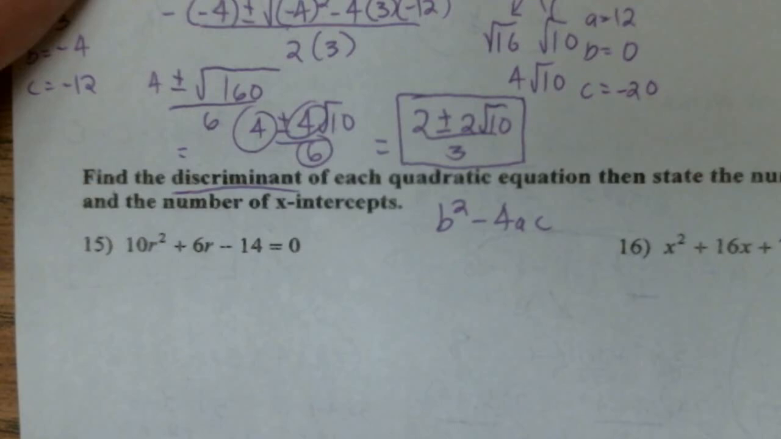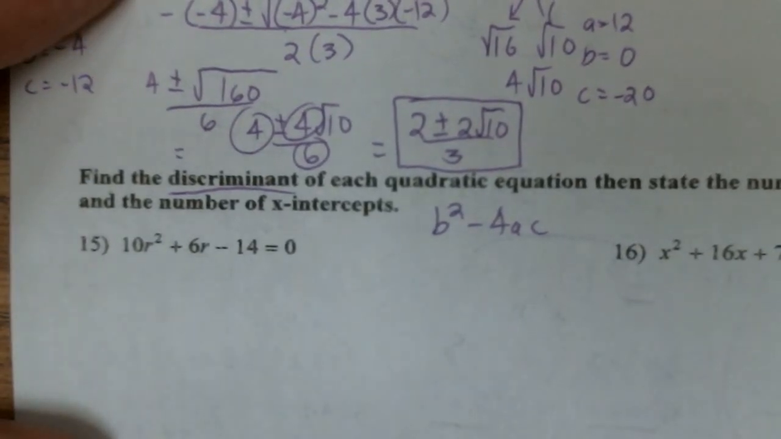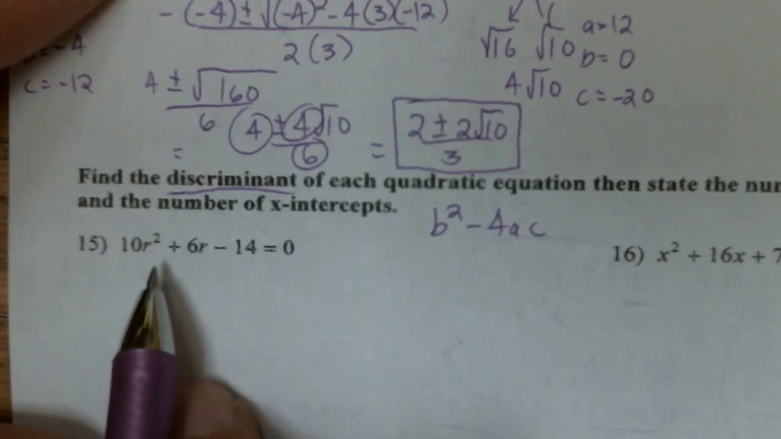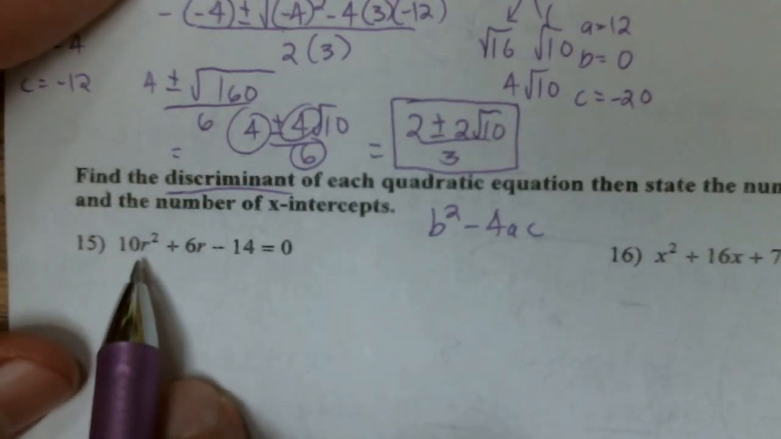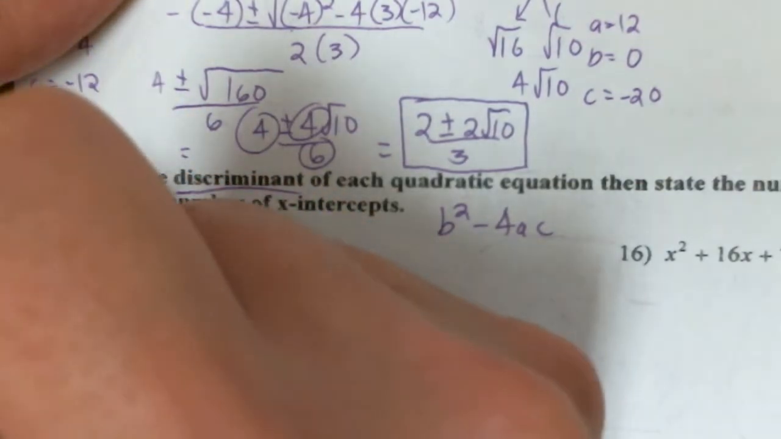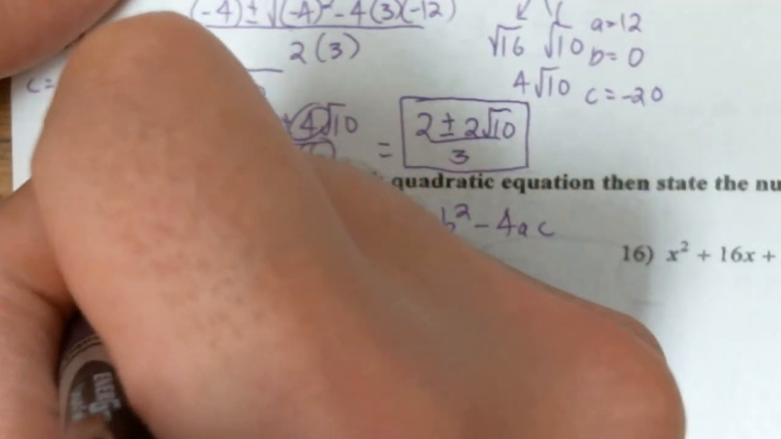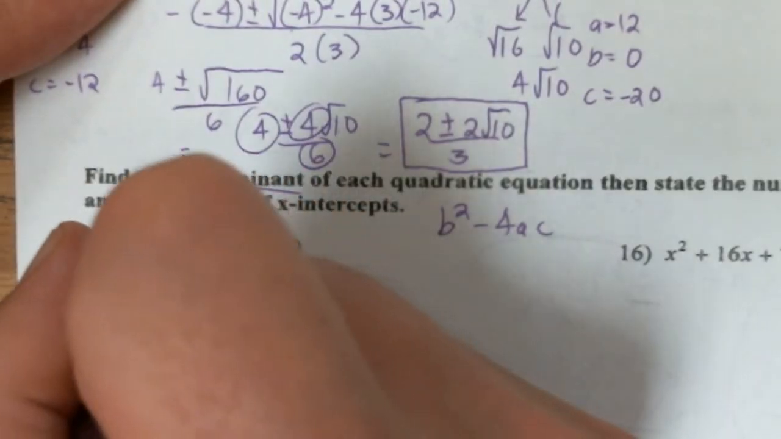solutions. Are we talking about real? Are we talking about imaginary? What are we talking about here? And I know we haven't gotten to the imaginary yet, but we'll get there soon. Okay, so the discriminant here, again, I would still come out here to the side and list the a and the b and the c. All right, so we're in standard form, a is 10, b is 6, c is negative 14.